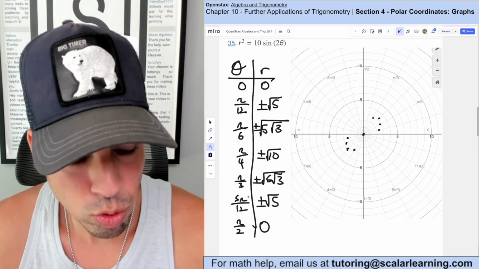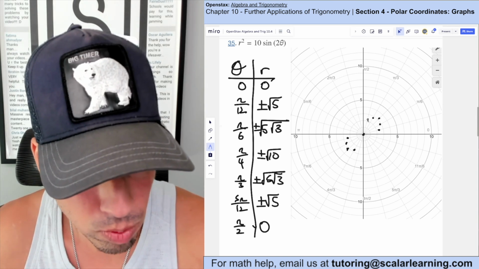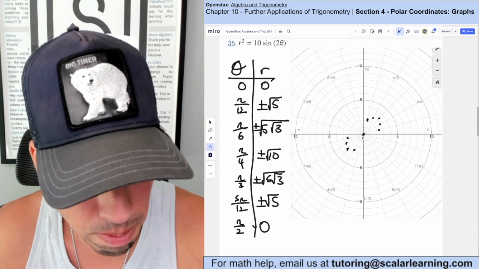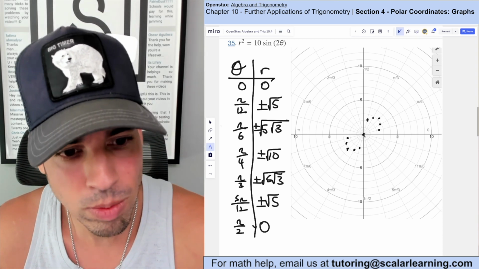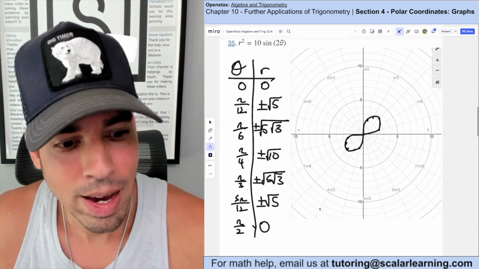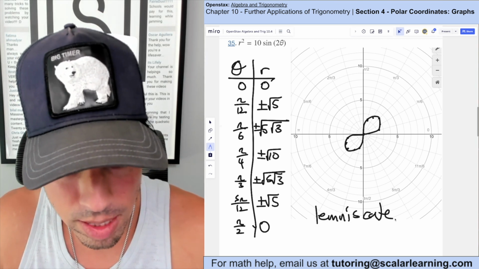Then we got 5pi/12, which is plus or minus root 5. So that's again going to be up around here. But we also got to come back to here, the positive or negative. And then pi/2 is 0. So you see we got a nice little shape here. So let's connect the dots. And this is also called a lemniscate. That's how you do it.